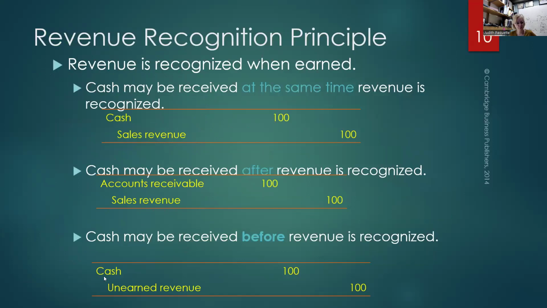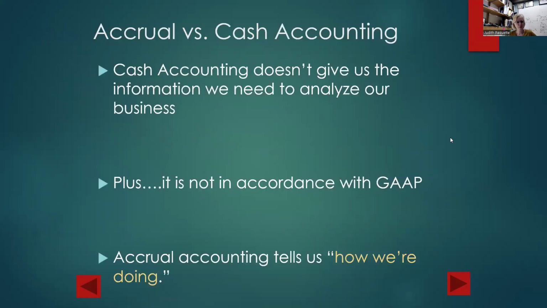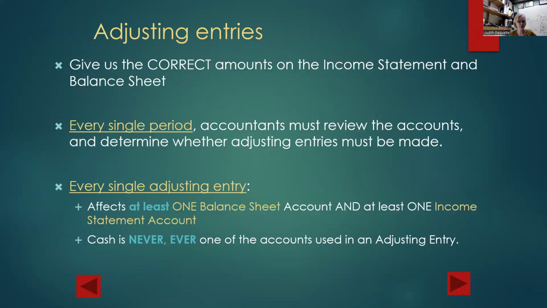Sometimes the customer prepays us. That's a debit to cash and a credit to unearned revenue. That's not a sale. Unearned revenue is a liability. And then for expenses, we want expenses in the same period. And then I give you an example. I'm not going to go into that in the interest of time. You can watch that on the video. Okay.